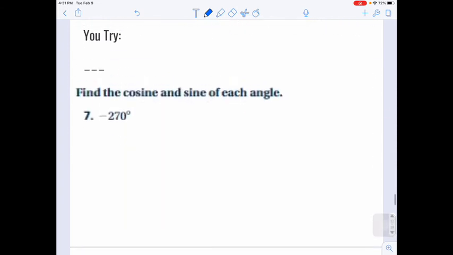And now I would like you to try number 7. Find the cosine and the sine of each angle, negative 270 degrees.